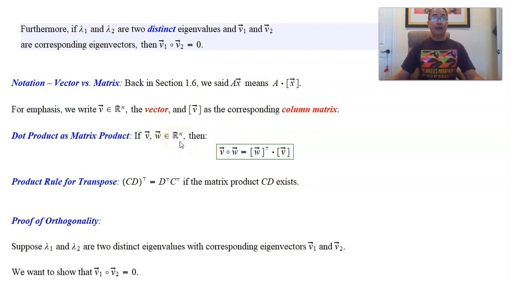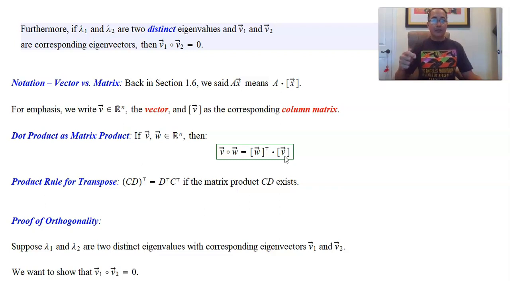If V and W are both from Rn, we can write their dot product, V dot W, in general, as a matrix product. So we can take W, make a column vector, transpose it. So that's now a row matrix. And then turn V into a column matrix. You're now multiplying a row to a column. That's exactly what you do for a dot product. You have W1 V1, W2 V2, and so on. That's the dot product.